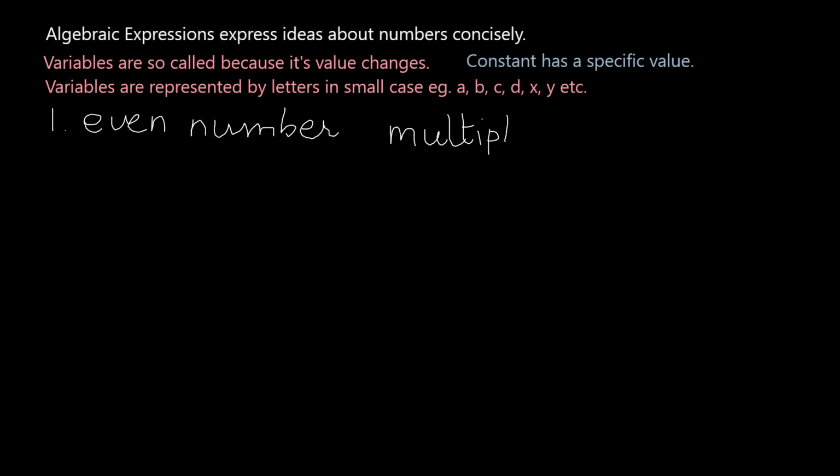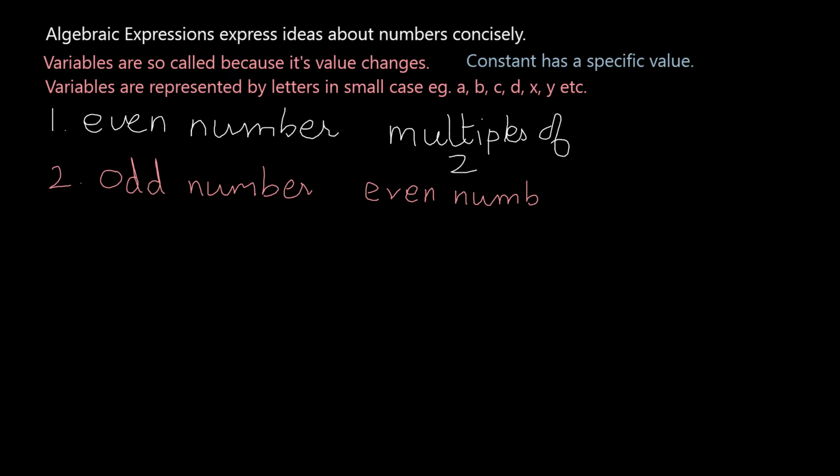The second one you're going to write is an expression for an odd number. Since you all know that an odd number either precedes or follows an even number, I'm going to say it is an even number increased by 1.